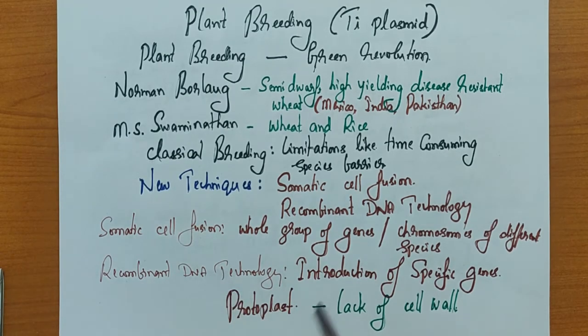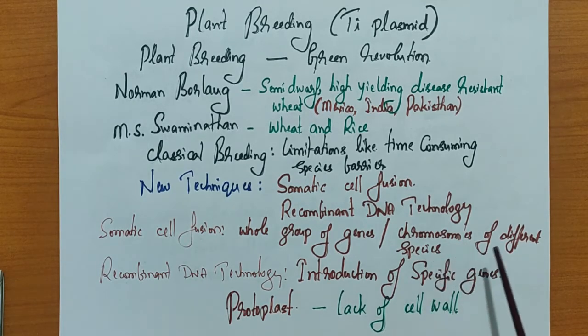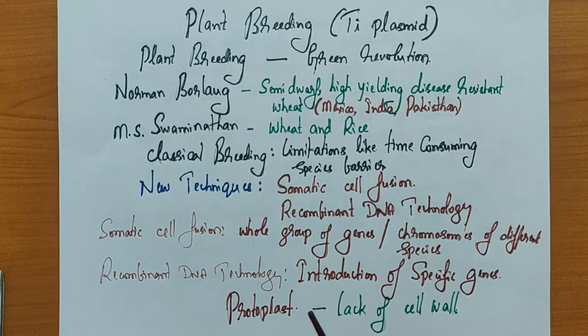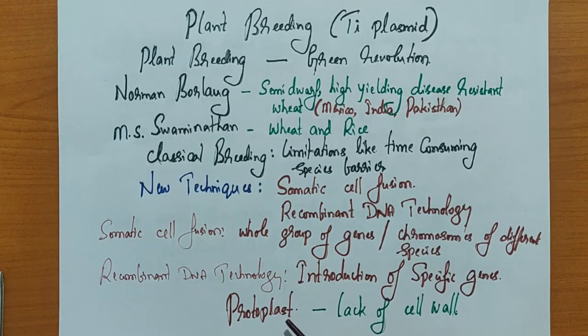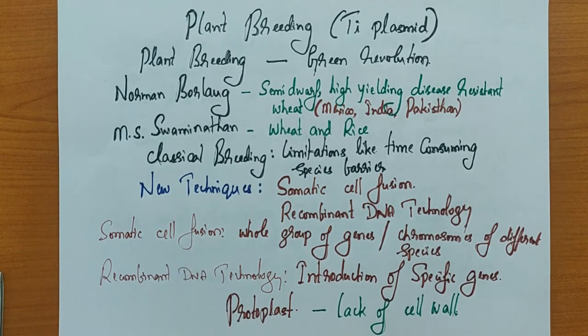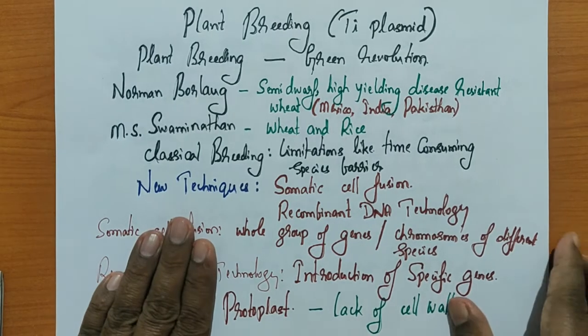Once we have the protoplast, a plant cell without a cell wall, then with the help of polyethylene glycol in the presence of calcium chloride, DNA can be introduced, or cell fusion is possible, in which the genetic material can be easily introduced. So that is what is called a protoplast. We will see how these protoplasts are useful in somatic cell fusion as well as in recombinant DNA technology.